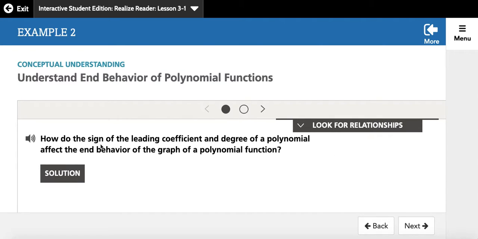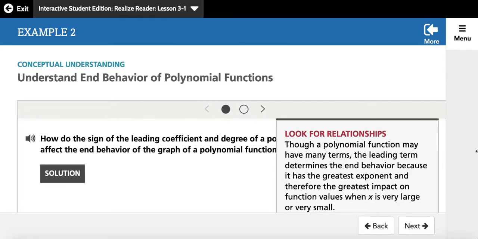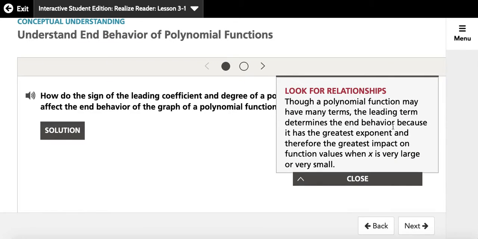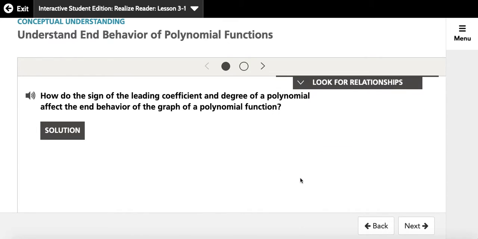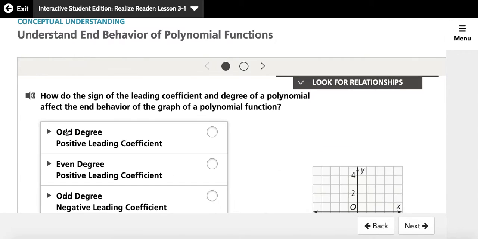How do the sign of the leading coefficient and the degree of the polynomial affect the end behavior of the graph of the polynomial function? Though a polynomial function may have many terms, the leading term determines the end behavior because it has the greatest exponent and therefore the greatest impact on the function. Okay, so that's why all we have to do is look at the leading coefficient.